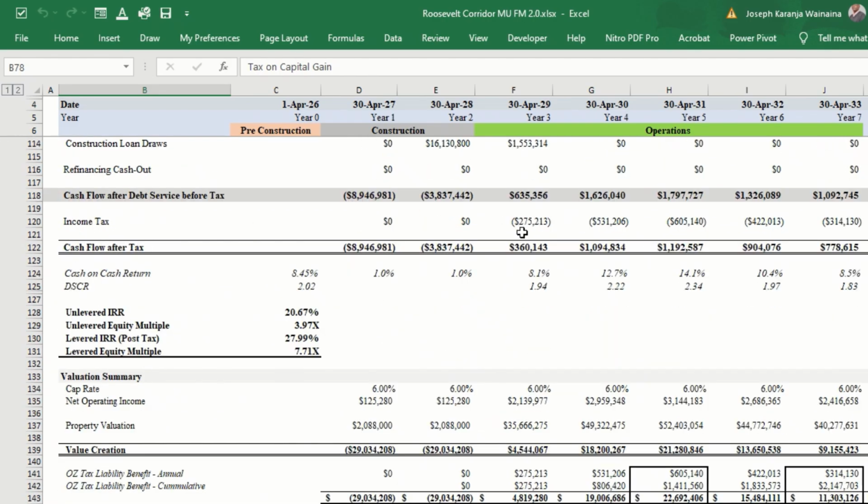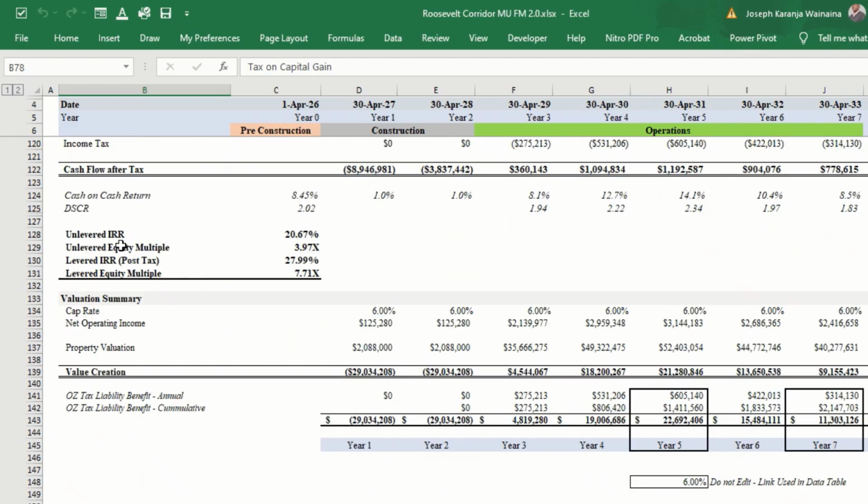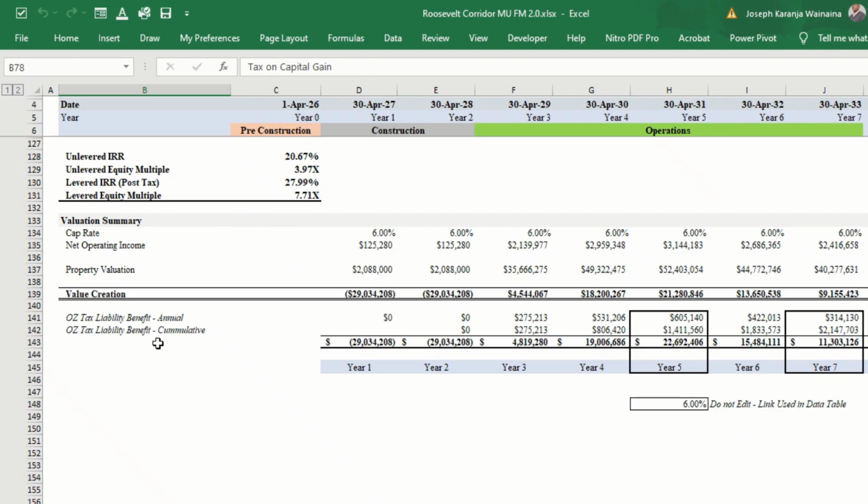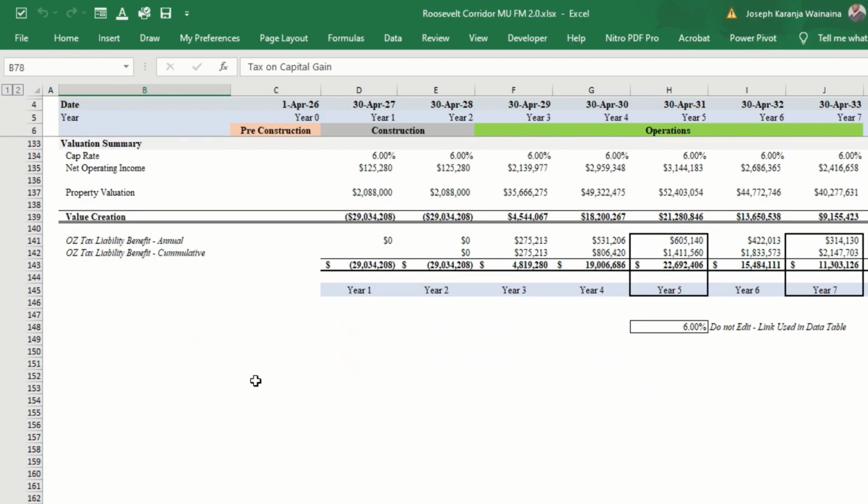We do have the income tax also computed within the workbook. So here we do have the cash flow after tax on this section. So here is the investment, and here is now the net income. So we do have now the cash on cash return and the debt service coverage ratio computed on this section. So here we do have now the unlevered IRR being computed here, and the levered. You can be able to see the breakdown. And here we do have also a valuation summary and shows the value creation, and also you do have the property valuation indicated.